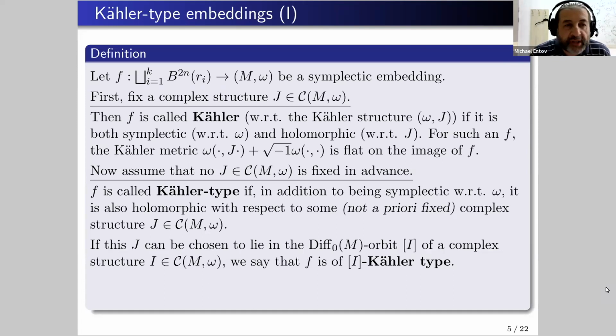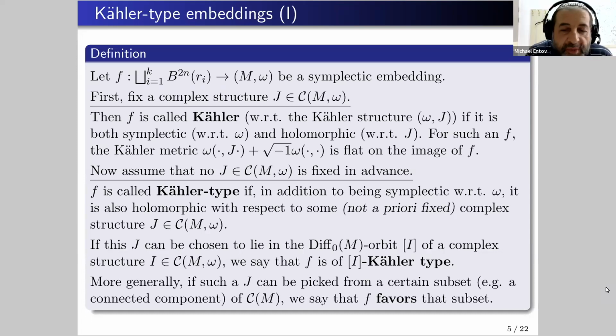In principle, this J can be picked from many parts of the space of complex structures compatible with omega. If such J can be picked from a certain subset, we'll just say that F favors that subset. That's just for language convenience. When we say that F favors some complex structure or some set, that means that F is holomorphic with respect to that complex structure, or with respect to some complex structure from that set. Okay, that's the terminology.